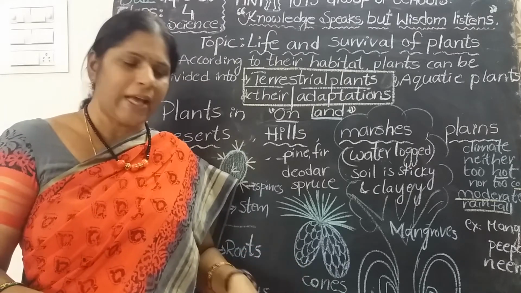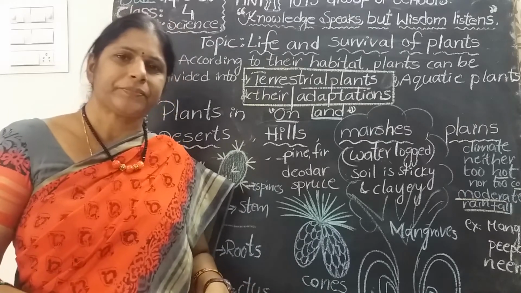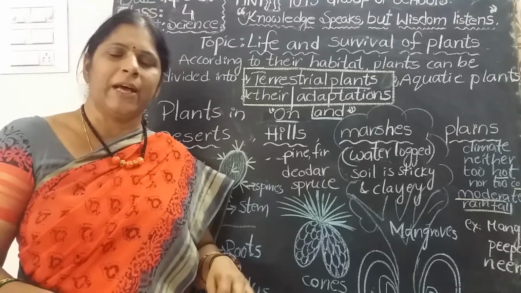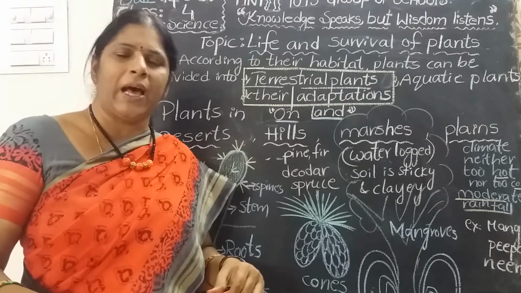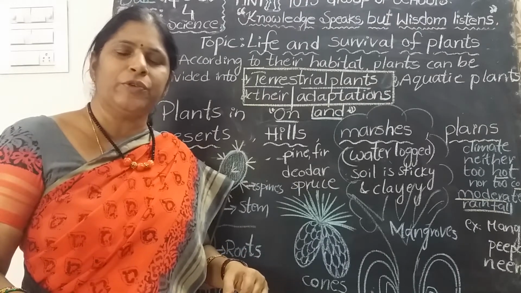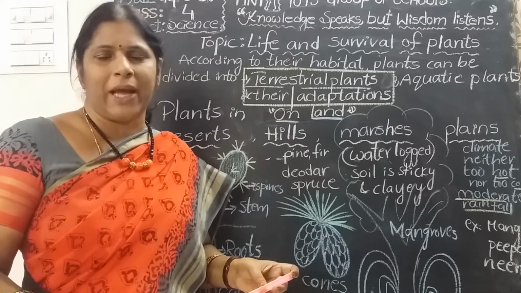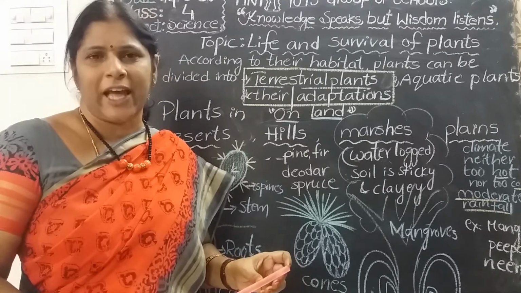Okay, now what is a habitat? Once recall, once memorize, ma, what is a habitat? The place where an animal or a plant naturally lives is called its habitat. The natural home of a plant or animal is called its habitat.